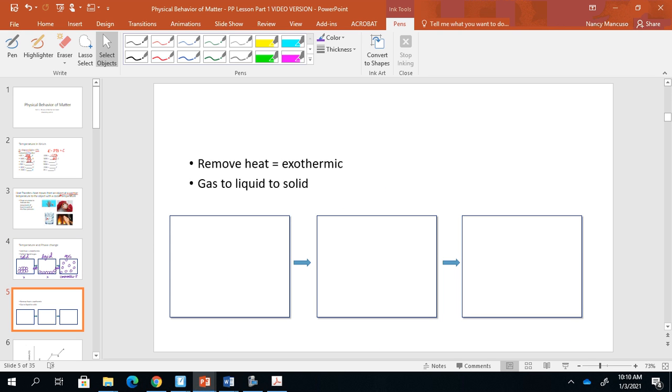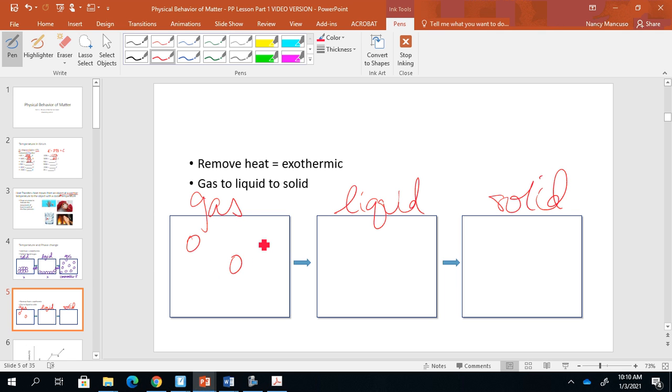All right, so on this slide, we are removing heat. So this time you are going from a gas to a liquid to a solid. So when you go from a gas, well, let's only do 6 this time. 1, 2, 3, 4, 5, 6. When you remove heat, so this is an exothermic reaction. 1, 2, 3, 4, 5, 6. In order to do that, you are taking away heat and you are condensing.